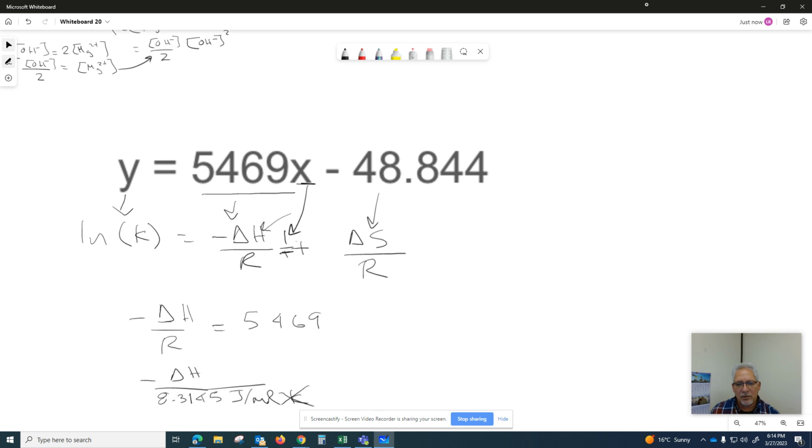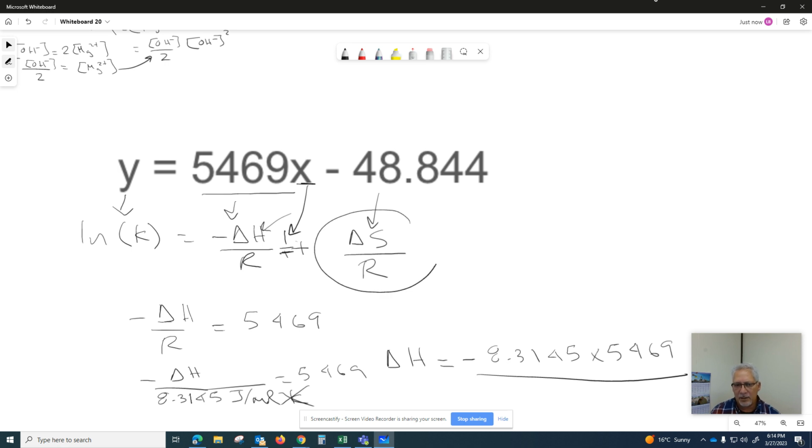So the next thing is solving for delta H. That will be 5,469. And delta H will be negative 8.3145 times the value of my slope. That will be just doing that calculation. Again, you don't have to get the same value because it depends on the temperature, the pH.